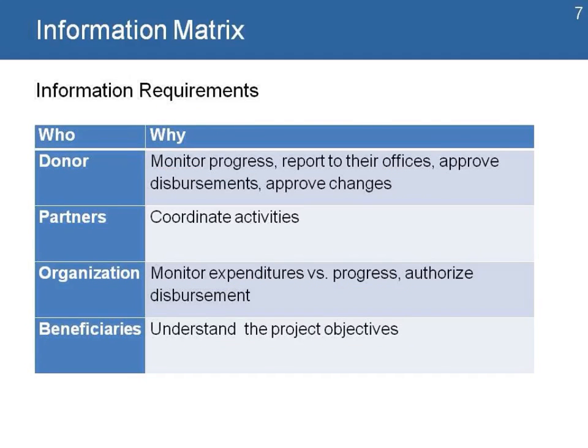The next step helps us identify why they need it. The donor needs that information to monitor the progress, report to their offices, approve disbursements, approve any changes. The partners might need it to coordinate activities with the project. The organization also needs it to monitor expenditures versus progress and authorize disbursements, and beneficiaries might need it to understand the project objectives. Understanding why is also important for the team who's going to be managing information, because it helps them to understand the purpose of that information and also how critical and important is that to the key stakeholder.